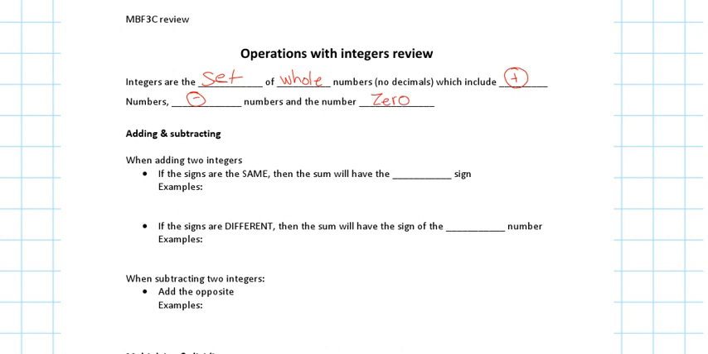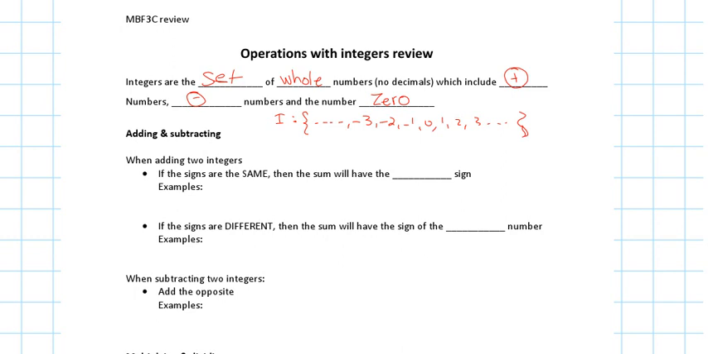Okay, so it's a set of, let's say, -3, -2, -1, 0, 1, 2, 3, etc., all the way to infinity. Okay, so integer represents whole numbers, no decimal, from negative infinity, so the smallest negative whole number that you can have, to the biggest positive number you can have.